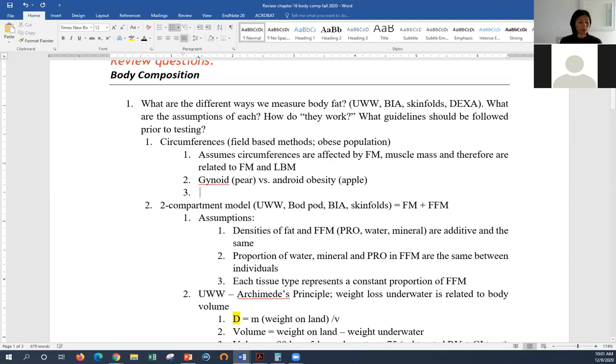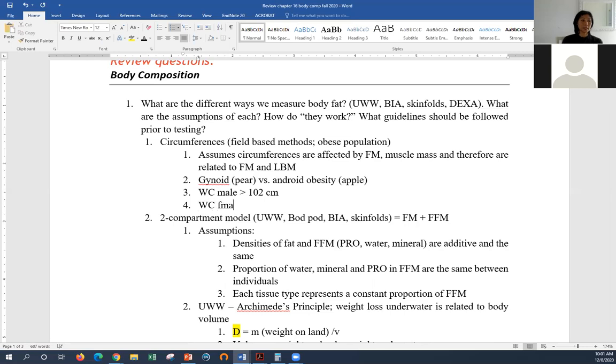Circumferences are also going to be great. If you're taking waist circumferences, there are cutoffs that are going to tell you whether or not your subject or your client is at an increased risk of cardiovascular and metabolic disease. So if they are male, anything greater than 102 centimeters places them at an increased risk of cardiovascular, metabolic, and lifestyle diseases, and then a waist circumference greater than 88 centimeters for females. So these normative numbers you should remember.